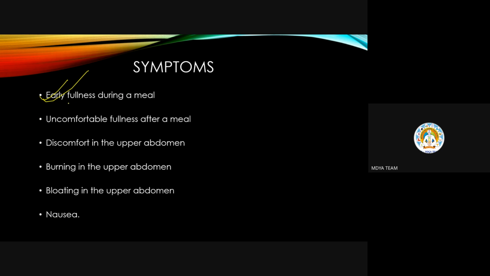Therefore, early fullness during a meal. Early fullness means that even though we have much to eat, we are not eating, still we feel that I am full. If we have to eat one chapati, we eat 1, 2, 3 bites and feel that I am done with my food. Uncomfortable fullness after a meal. After eating a meal also having an uncomfortable feeling, discomfort in the upper abdomen, burning in the upper abdomen, bloating in the upper abdomen, and nausea.